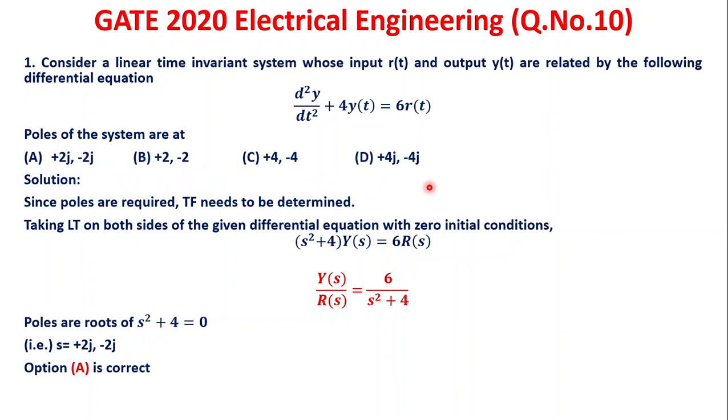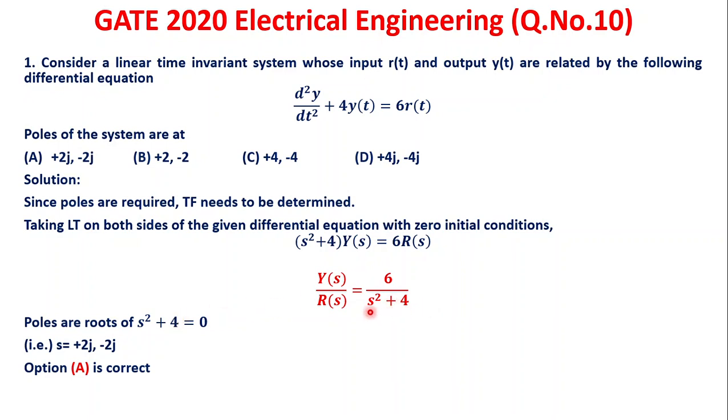Poles are nothing but the roots of the denominator of the transfer function. Therefore, we first take the Laplace transformation with zero initial conditions. I hope you have studied in control systems how to find the transfer function. d square y by dt square becomes s square Y(s), 4y(t) becomes 4Y(s), and 6r(t) becomes 6R(s). Therefore, the transfer function Y(s) by R(s) is 6 by s square plus 4.